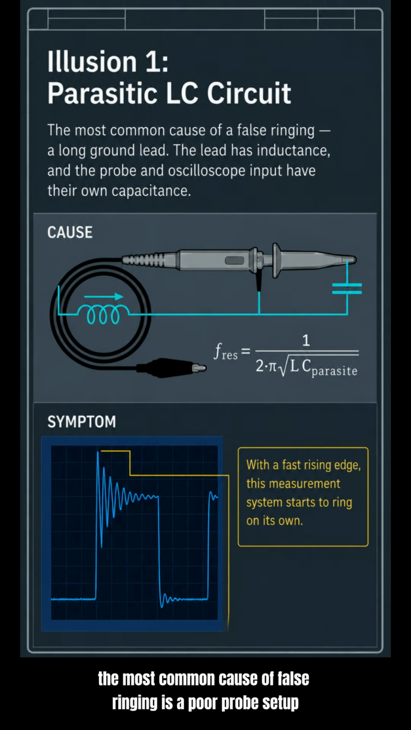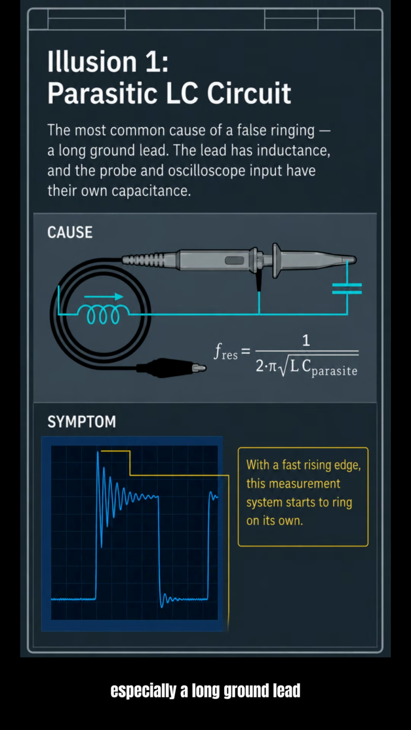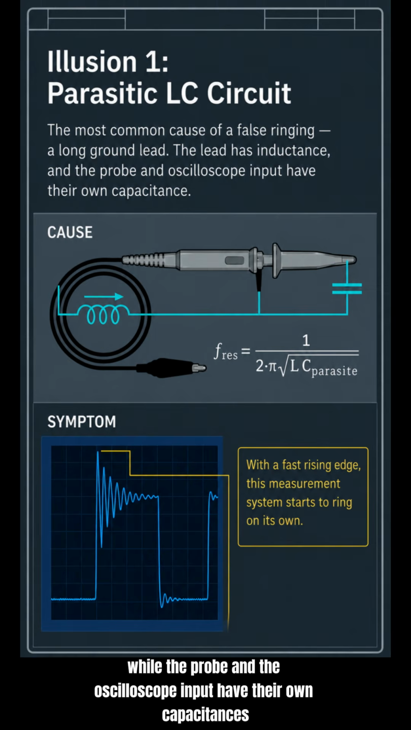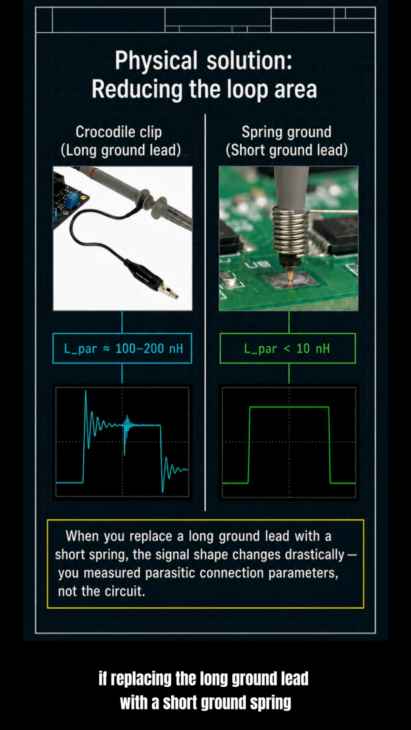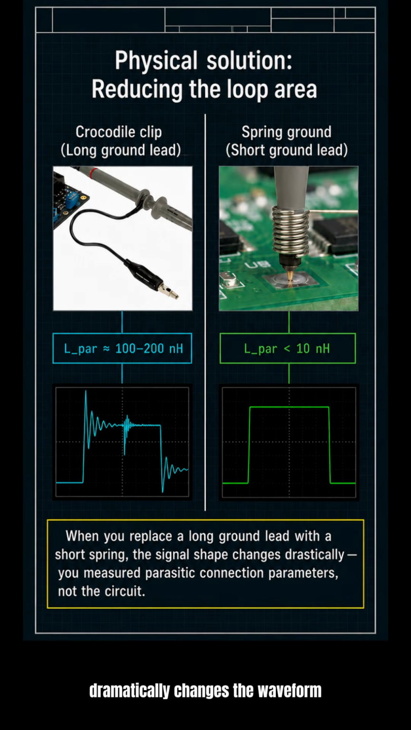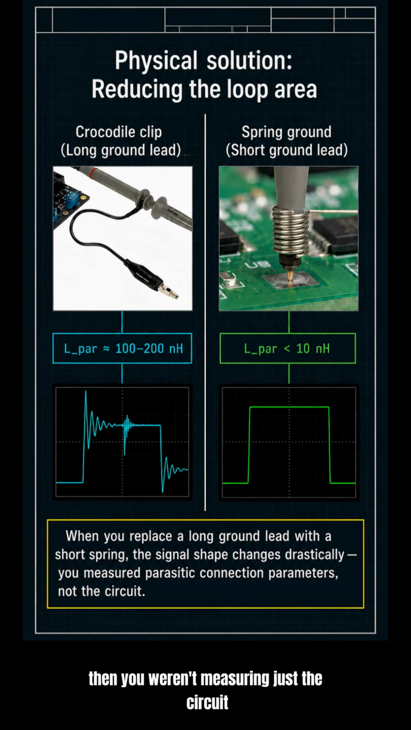The most common cause of false ringing is a poor probe setup, especially a long ground lead. The ground lead has parasitic inductance, while the probe and the oscilloscope input have their own capacitance. Together, they form a resonant LC circuit. As a result, when measuring a fast edge, the measurement system itself starts ringing. If replacing the long ground lead with a short ground spring dramatically changes the waveform, then you weren't measuring just the circuit. You were also measuring the parasitic effects introduced by the oscilloscope connection.